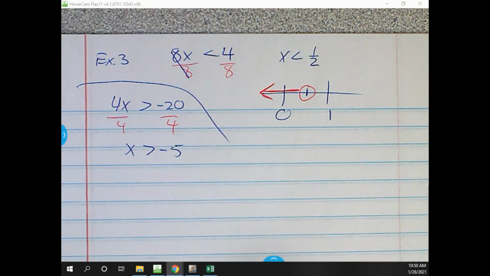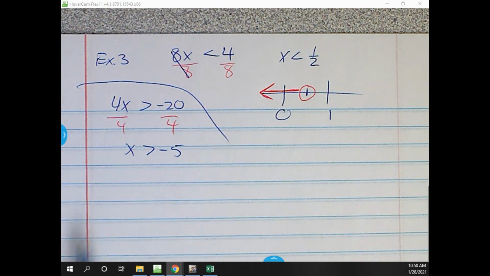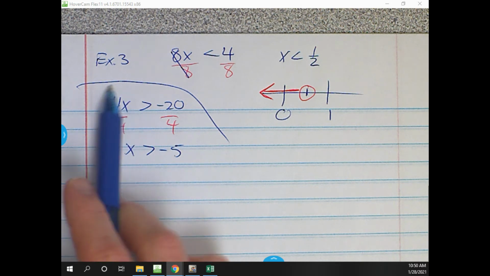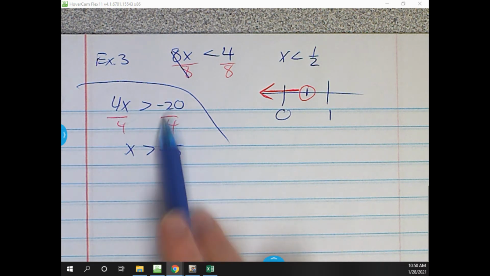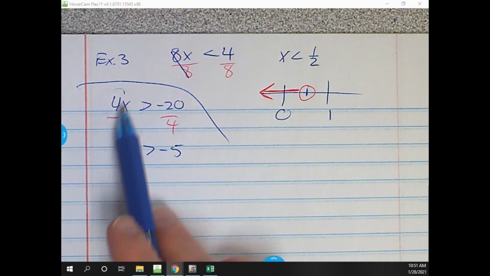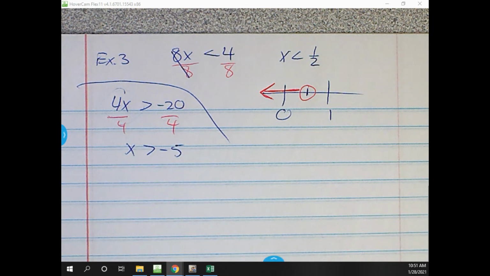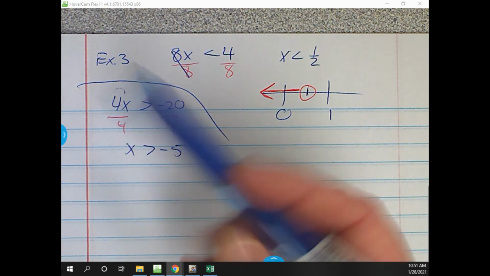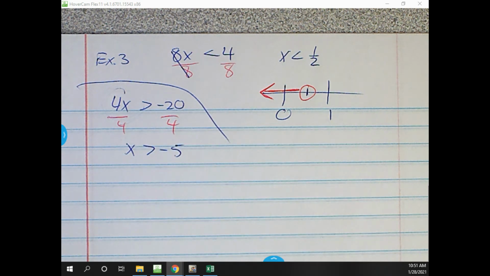Because sometimes people go, well, that number is negative, so I've got to flip the sign. No. It basically comes down to if you get to the end and you're doing multiplication or division, if the number with the x is negative, that's when you've got to flip the sign. It doesn't matter about this number that's over here. It's only if this number is negative that you've got to flip your inequality sign. Because if this is 4x, you divide both sides by 4, you're dividing by a positive, you don't flip the sign. Whereas if this was a -4, then you're dividing by -4, and you do have to go back and flip that inequality sign.